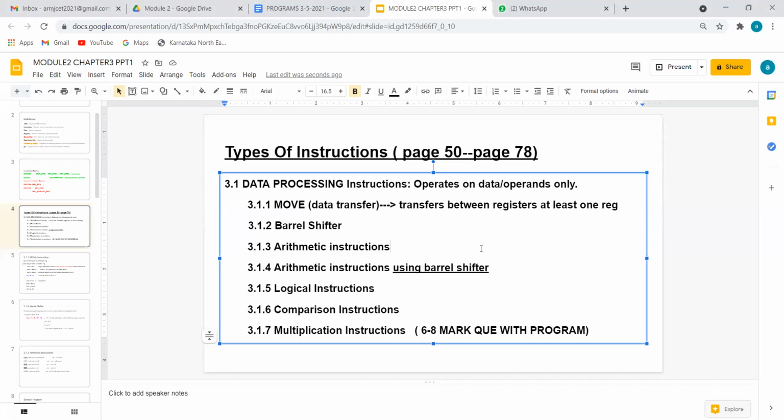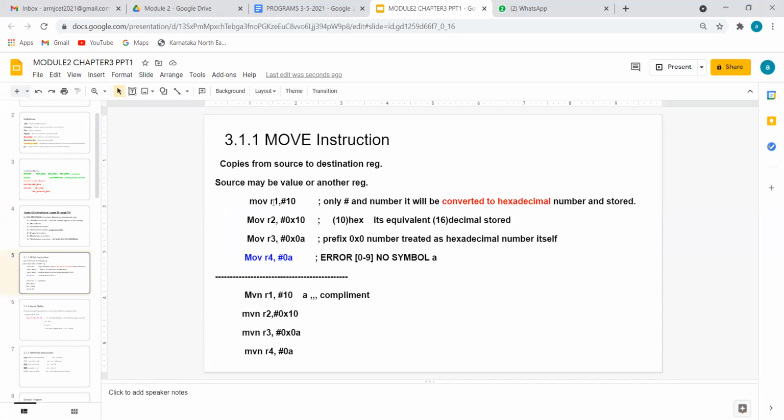So let's revise for a minute what all we finished and what is remaining. In the data processing instructions, we have 7 subheadings. Move, that's for data transfer. These are the examples: decimal value, hexadecimal value, hexadecimal symbols, everything. One important thing is whatever symbol you use, finally it is going to be stored in hexadecimal. That's important. Okay. So move negation, that we have also seen.